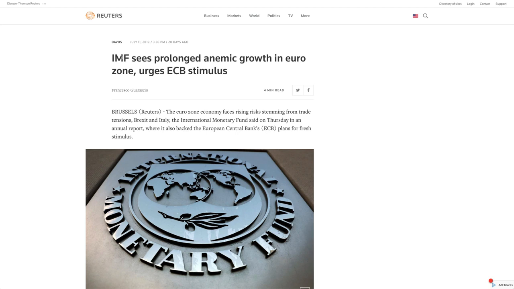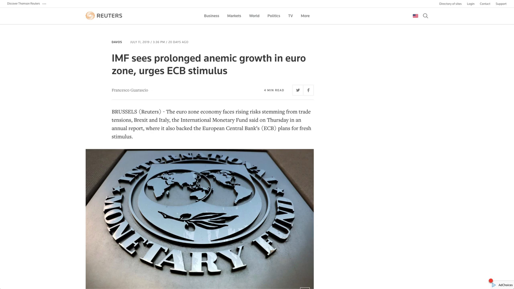There was a Reuters article: the IMF sees prolonged anemic growth in Eurozone, urges ECB stimulus. Stimulus basically means that the bank will weaken their currency. They want a cheap euro, an absolute cheap euro.